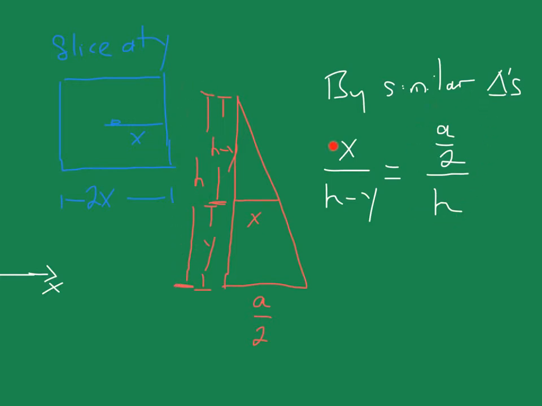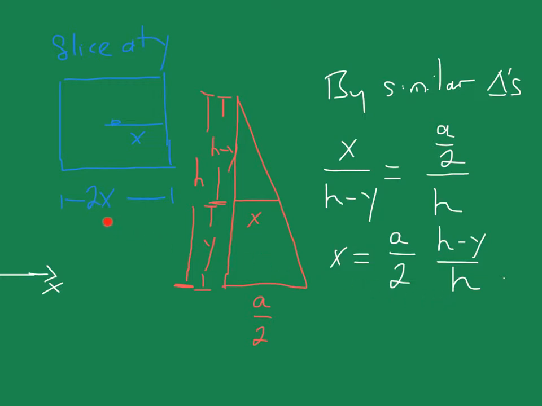Okay, so now we can solve for this x here. Remember, we're looking for this value of x. There it is. We can solve for it. What can we say? X then is equal to a over 2 times h minus y, all over h. Okay, so we now have x as a function of y. Let's put that over here.